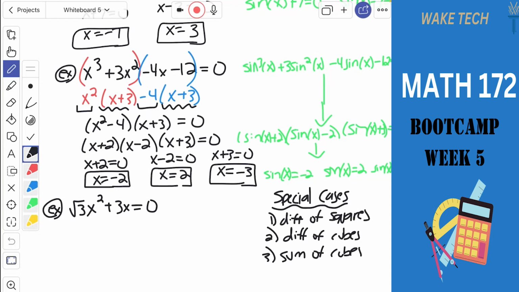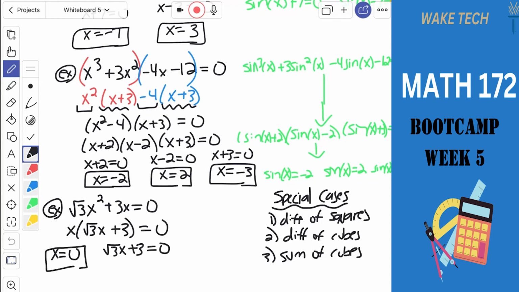If none of them apply, the best you can really do is to take out a common factor. And so none of those 3 cases apply here. So really the best we can do is to take out a common factor of x. Factoring out the x leaves us with the square root of 3 x plus 3 in the parentheses. And then again, as always, we can set each of those factors equal to 0 and solve for x.